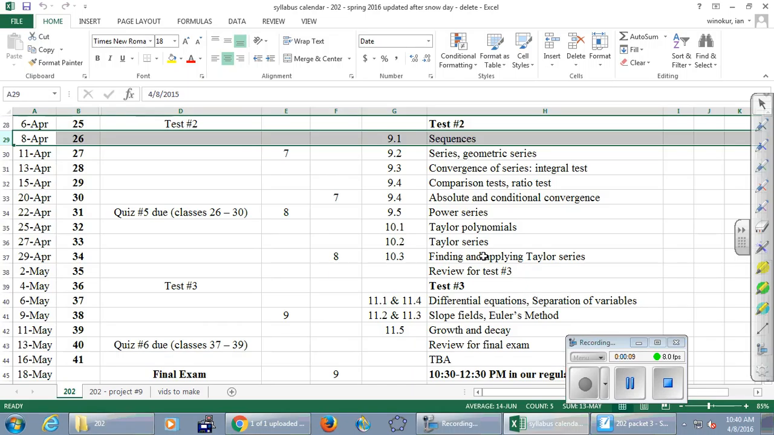Today we change gears completely. We're talking about chapter 9, which is about sequences and these things called series. We'll talk about them for weeks. And then chapter 10 is something called Taylor series. Then we'll have our third test. And then we've got just 3 classes of new material after that third test.